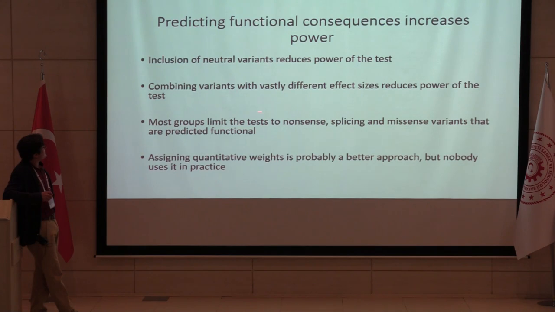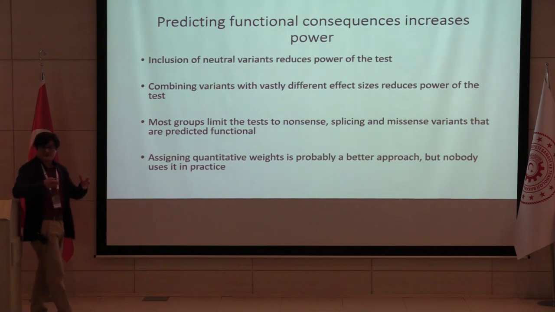And that's quite clear. Even if I combine variants with vastly different effect sizes, if I combine real effects but weight them identically, this cuts down the statistical power of the burden test, right? So that's probably relatively clear, because I'm combining variants together to draw statistics.